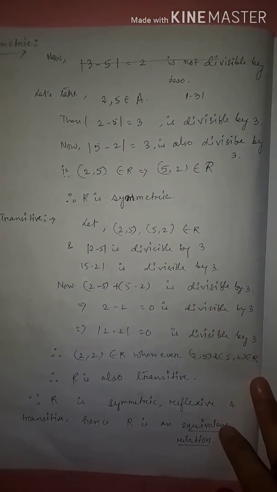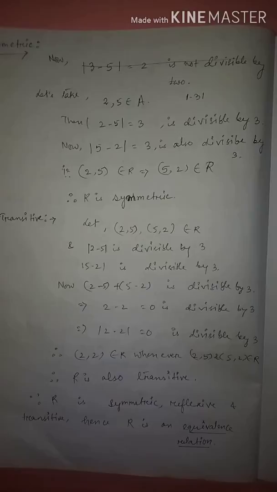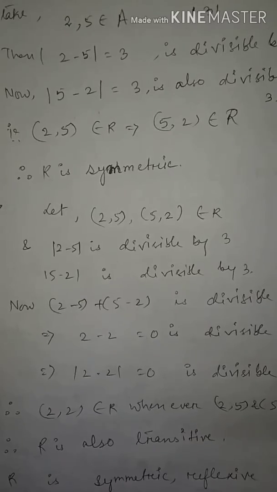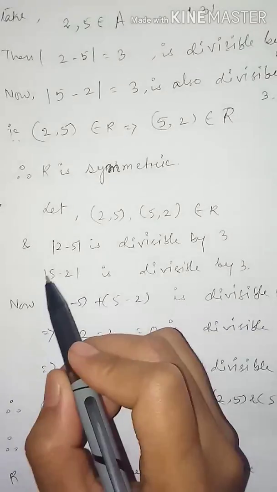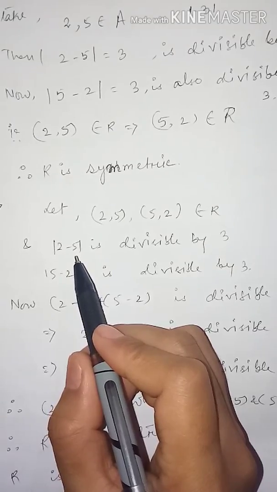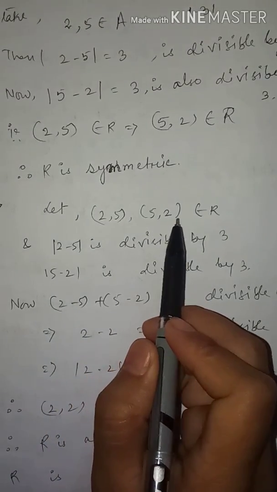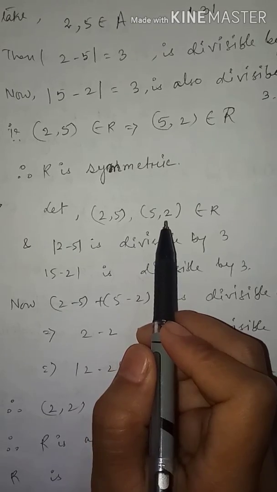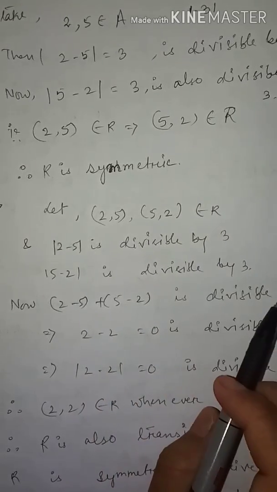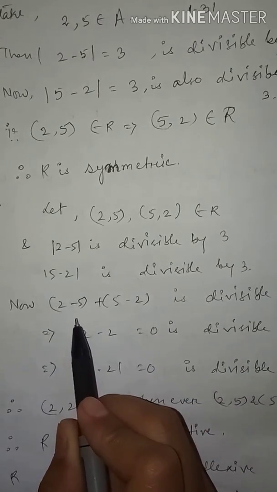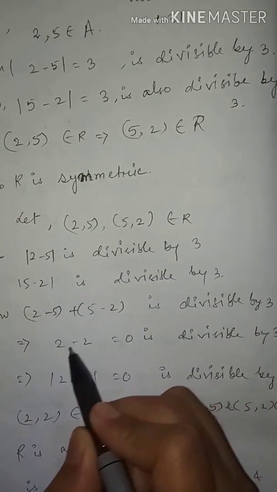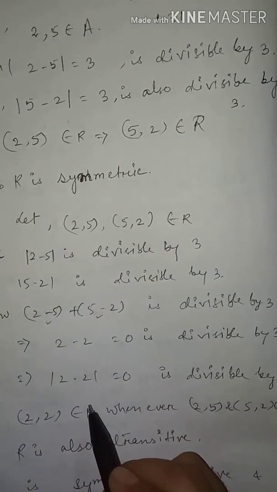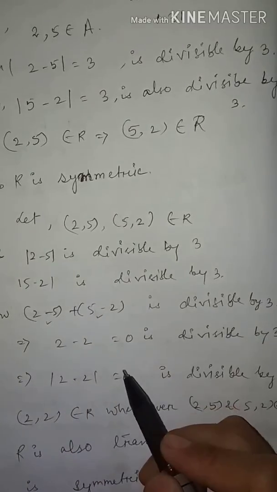Now for transitivity. Let us take two elements (2, 5) and (5, 2) belonging to the relation R. Now, if (2, 5) belongs to R, then modulus of 2 minus 5 is divisible by 3. Similarly, if (5, 2) belongs to R, then modulus of 5 minus 2 is divisible by 3. Now, (2 minus 5) plus (5 minus 2) is divisible by 3 because these two are separately divisible by 3. Therefore, the sum of these two is also divisible by 3.